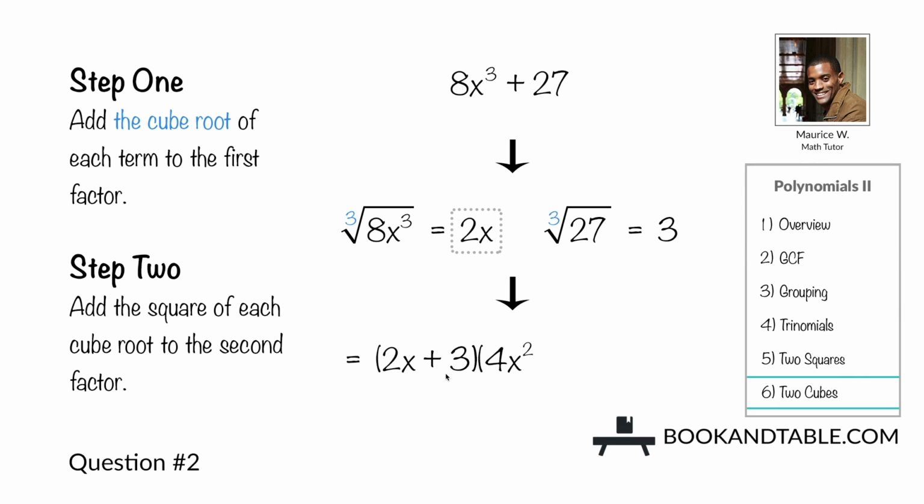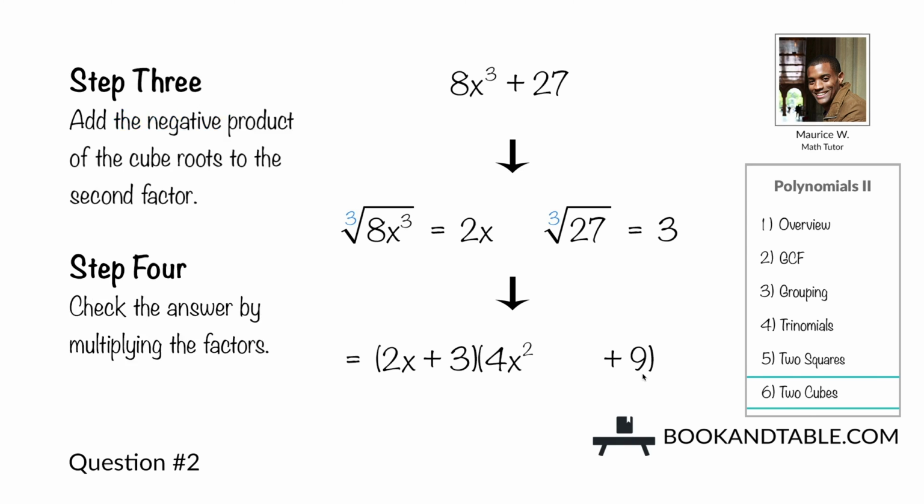Now, step 2, add the square of each cube root to the second factor. Our first cube root was 2x. When we square that, we get 2 times 2, which is 4. X times x is x squared. Our second cube root was positive 3. When you square positive 3, you get positive 9. I'll place that at the end of the second factor.